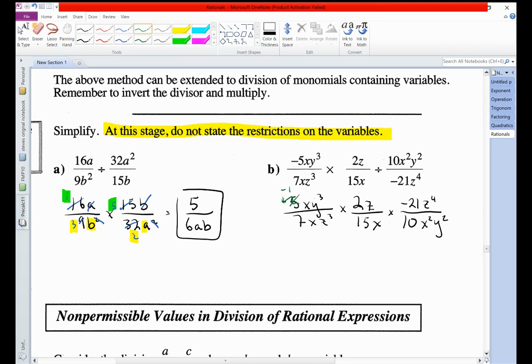And this can become, if I divide that by 5 and I divide this by 5, this becomes 3. Then I can divide my negative 21 and my 7. So if I divide both of those by 7, that becomes 1. That becomes negative 3. And then I can do the 2 and the 10 as well. If I divide them both by 2, that becomes 1. And that becomes 5. Now let's deal with the variables.